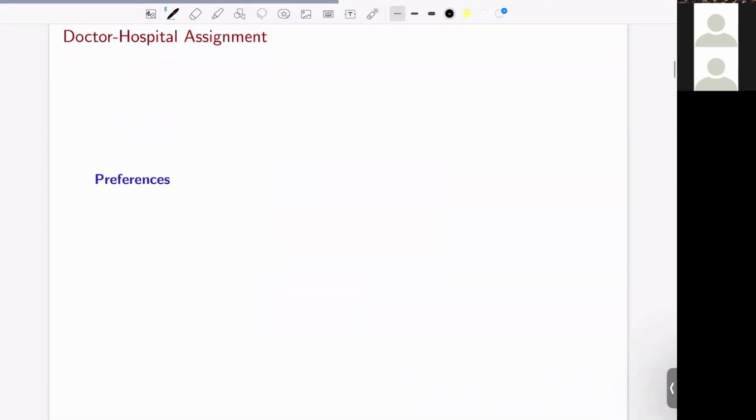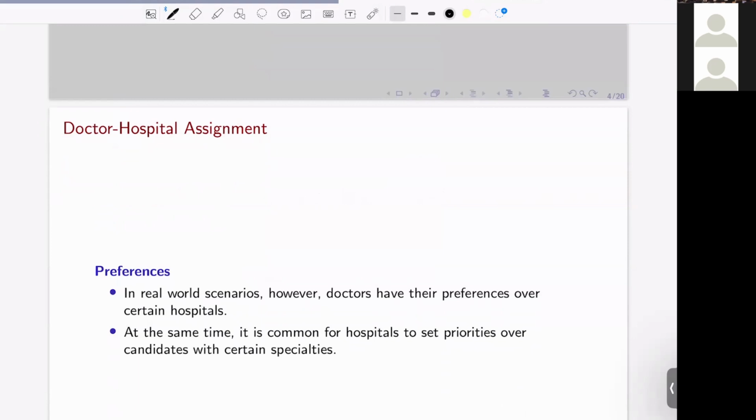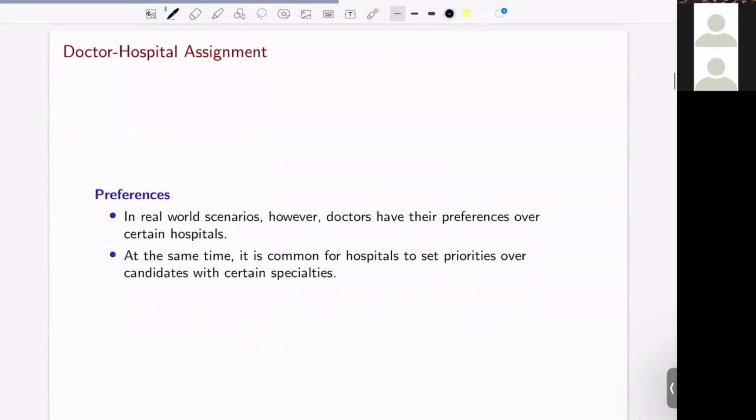But there's some complex condition: students or doctors and hospitals have their own preferences, and we need to take them into account. Doctors may have preferences depending on locations, salaries, working conditions, etc. And also hospitals might want to have some vacancy in certain areas, so they have some priorities over certain areas from which they want to hire.